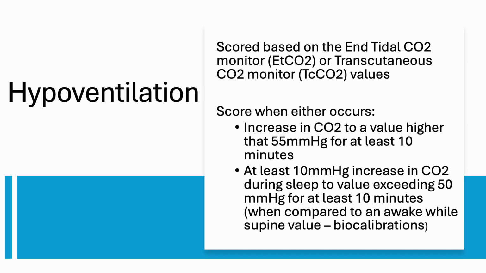We score hypoventilation if the CO2 values are higher than 55 millimeters of mercury for at least 10 minutes. Or we score when there is at least a 10 millimeter of mercury increase in CO2 during sleep to a value exceeding 50 millimeters of mercury. When we do biocalibrations to make sure all the sensors for the study are working, we have the patient laying supine so we can compare the CO2 values to this baseline. Capnography is not required for any patients other than pediatrics, but it's good to use on those with neuromuscular dysfunction and those with a BMI over 40.